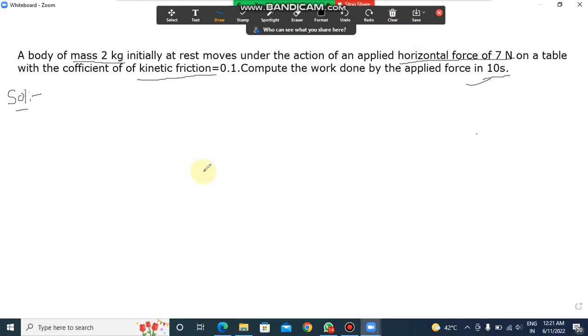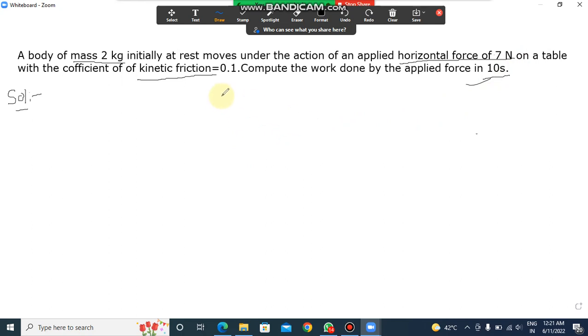So this is the question. First I will tell you about the question. We have to calculate the work done by the applied force. Okay, so there is an applied force, which is a horizontal force of 7 Newton. For every applied force, there will be a frictional force.